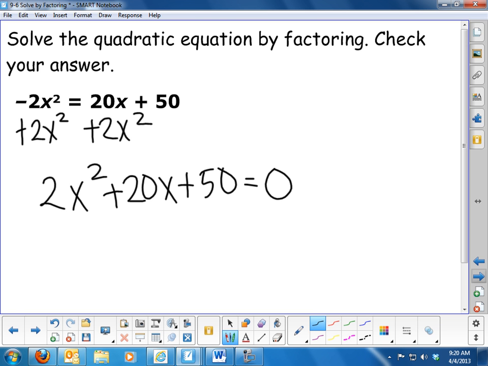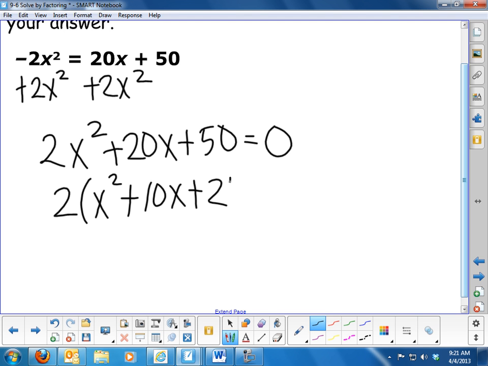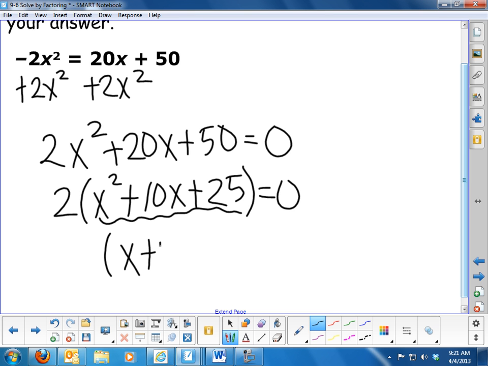Now I'm going to factor this. So I look at my three terms and I'm going to notice that I have a greatest common factor. Remember, that's where you always begin. So I'm going to factor out the greatest common factor of 2. I'm left with x squared plus 10x plus 25. Now I'm going to take that trinomial that I was left with and factor that. I noticed that x squared is a perfect square, and 25 is a perfect square. That's a perfect square trinomial. So I can quickly factor that into (x plus 5)(x plus 5).